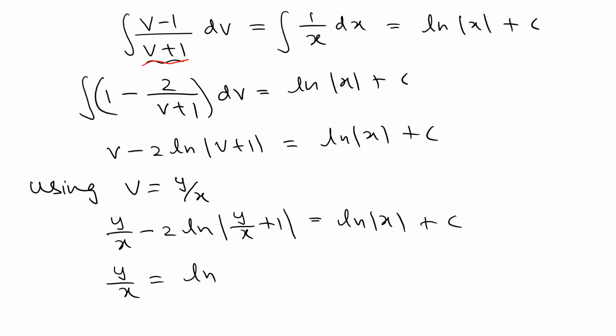So the 2 actually you can bring inside. If you bring it inside, you can write this one as x plus y to the x, whole thing squared. We can write it like that. That's much better. And then we have plus ln x, and we also do another algebra trick.